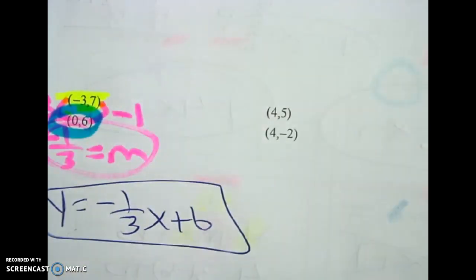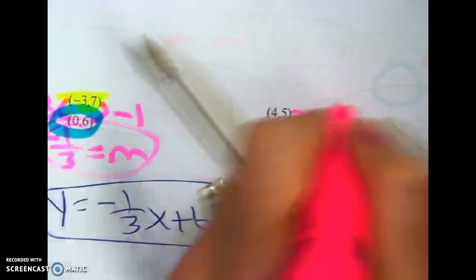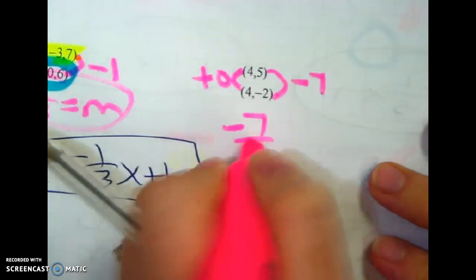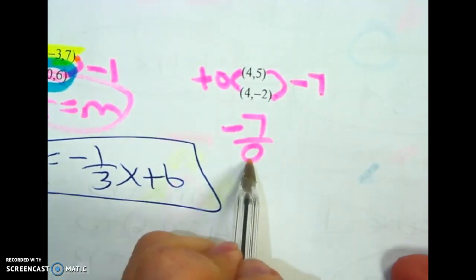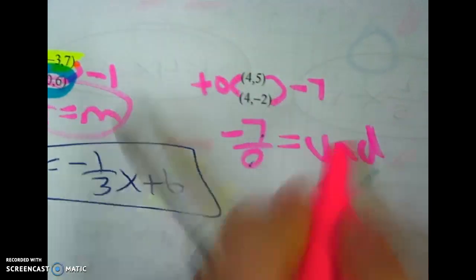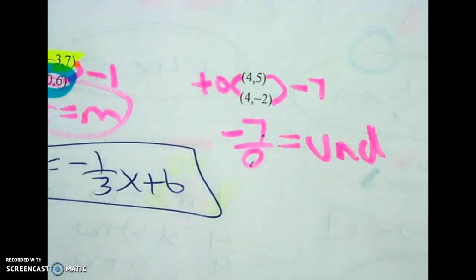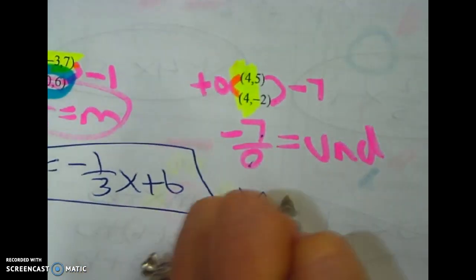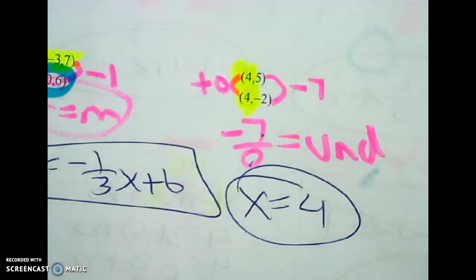When I see this one, this is going down by 7, and this is plus 0. So if I have negative 7 over 0, if I have 0 pieces of pizza, but I eat 7 pieces of pizza, that is not possible. That means it's undefined. You can't do it. Therefore, it means it's not following any of the rules. It's not a y equals like all the other ones. X equals 4. Last one.